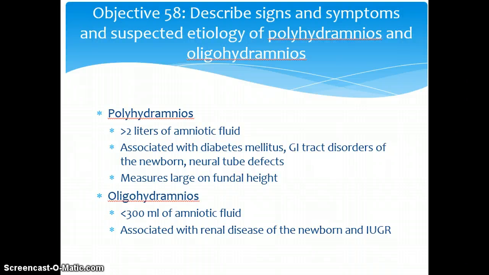Objective 58 says describe signs and symptoms and suspected etiology of polyhydramnios and oligohydramnios. Polyhydramnios is greater than 2 liters of amniotic fluid. It is associated with diabetes mellitus in the mom, GI tract disorders of the newborn, or neural tube defects of the newborn. Basically, the patient will measure large on their fundal height assessment at their prenatal care visit. And then their ultrasound from that large measurement will show polyhydramnios. Oligohydramnios, which is less than 300 milliliters of amniotic fluid, is commonly associated with renal disease of the newborn and also intrauterine growth restriction of the infant.